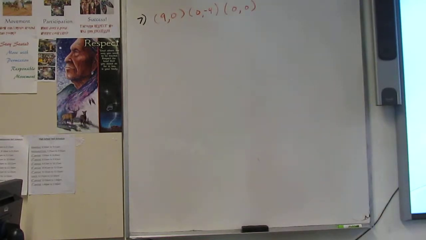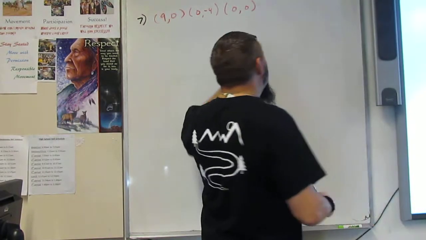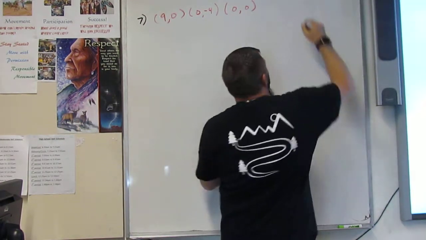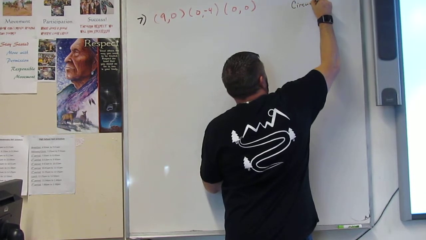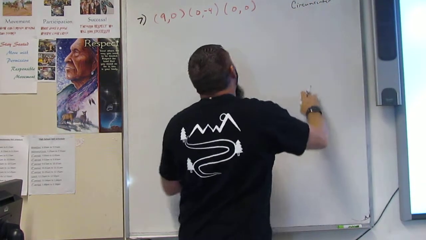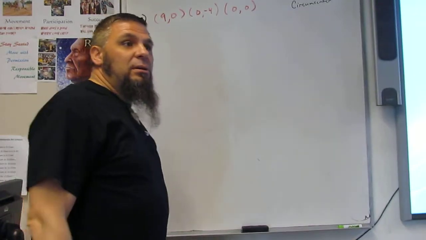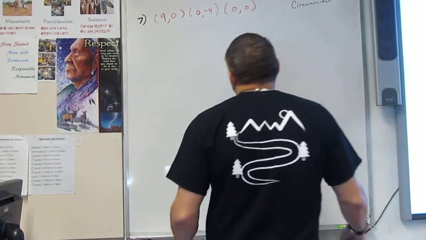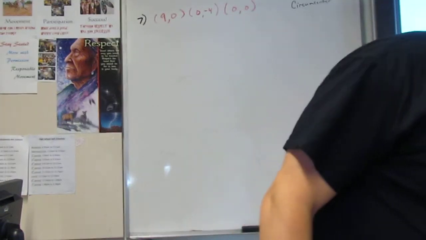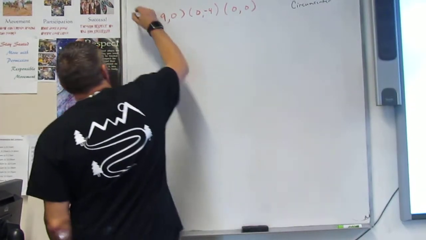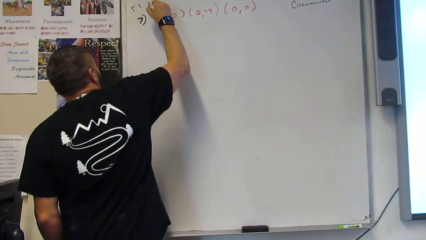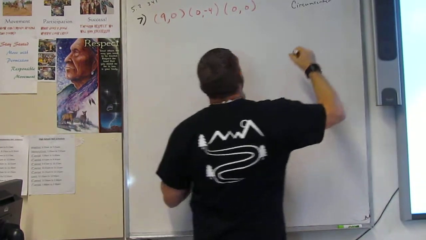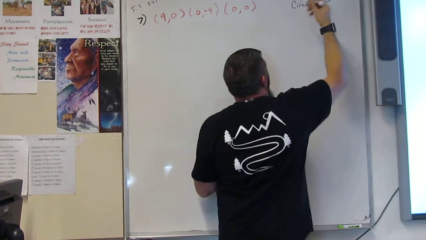Alright, the goal of this project is to find the circumcenter. Let's remember what it means to get the circumcenter. This problem is problem number 7, page 341 in 5.2. Alright, circumcenter. So we're going to take a look at 3 points.